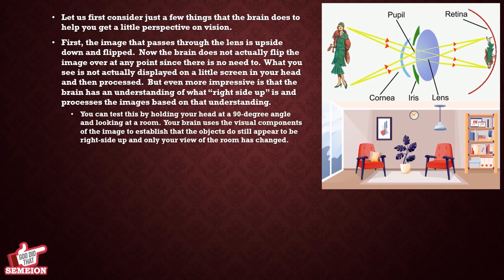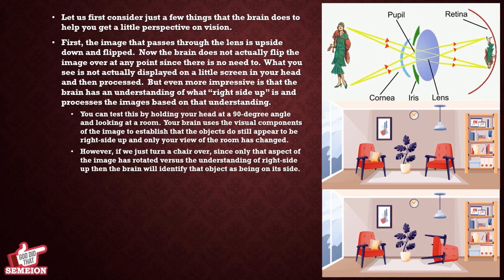You can test this by holding your head at a 90-degree angle and looking at a room. Your brain uses the visual components of the image to establish that the objects do still appear to be right side up, and only your view of the room has changed. However, if we just turn a chair over, since only that aspect of the image has rotated versus our understanding of right side up, then the brain will identify the object as being on its side.